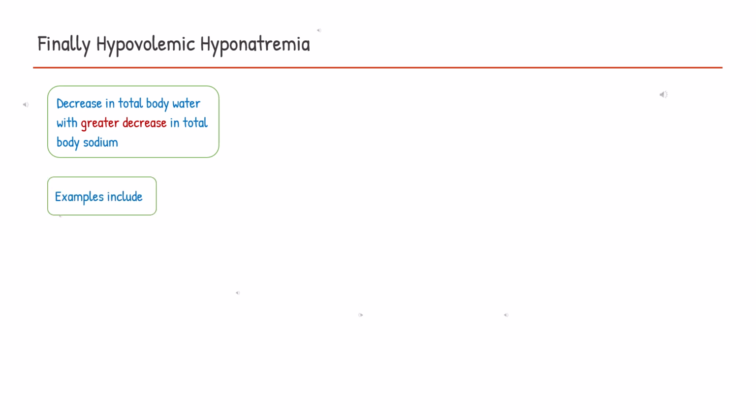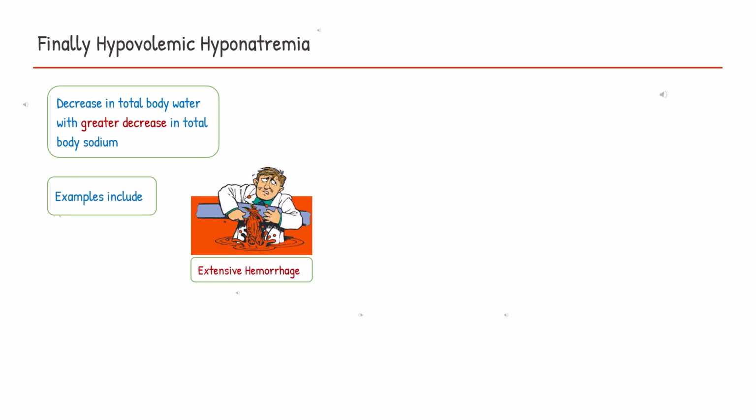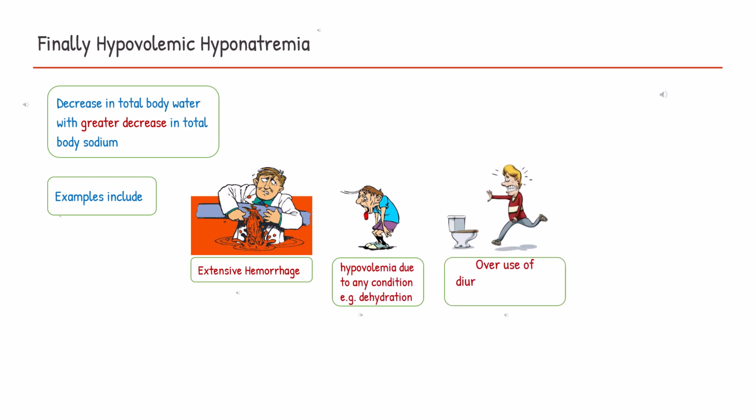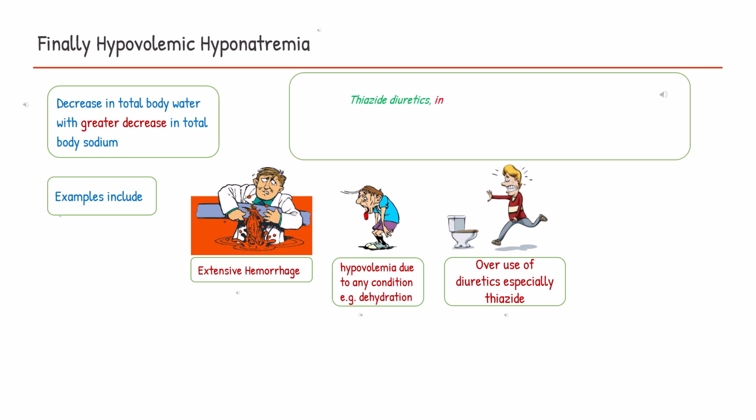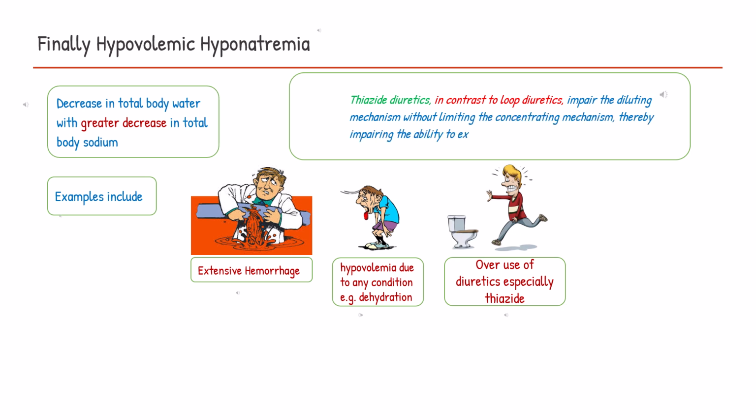Finally, hypovolemic hyponatremia. Decrease in total body water with greater decrease in total body sodium. Examples include extensive hemorrhage. Hypovolemia due to any condition e.g. dehydration. Overuse of diuretics especially thiazide. Thiazide diuretics, in contrast to loop diuretics, impair the diluting mechanism without limiting the concentrating mechanism, thereby impairing the ability to excrete a free water load.